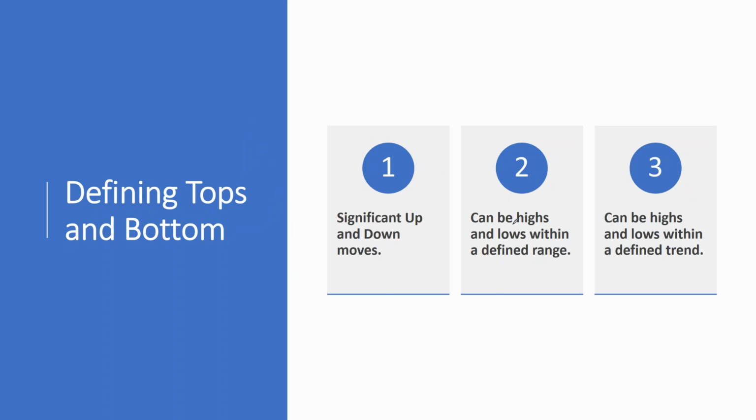So it is a significant down and up move. What I mean by significant is, suppose a stock is moving up and due to some news it moves down. This down move can be a significant move in the stock, and this can be defined as a top.